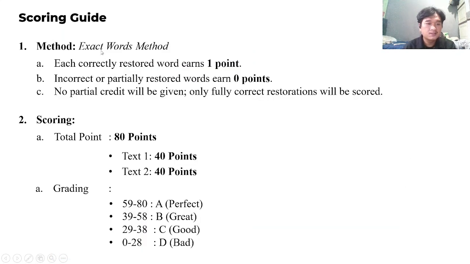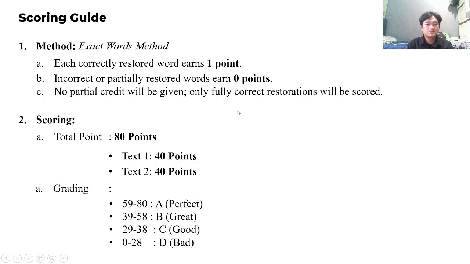Okay, for the scoring guide, I will use the exact words method, and each correctly restored word earns 1 point. Incorrect or partially restored words earn 0 points, and no partial credit will be given. Only fully correct restorations will be scored.